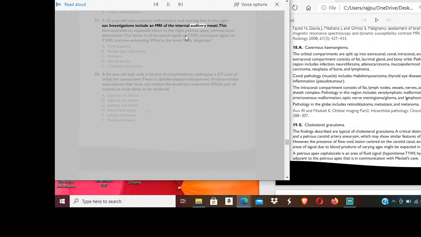Investigations include an MRI of the internal auditory meatus. This demonstrates an expansile lesion in the right petrous apex without bone destruction. The lesion is of increased signal on T1WI, increased signal on T2WI, and non-enhancing. What is the most likely diagnosis? A. Cholesteatoma. B. Petrous apex cephalocele. C. Mucocele. D. Petrous apicitis. E. Cholesterol granuloma.